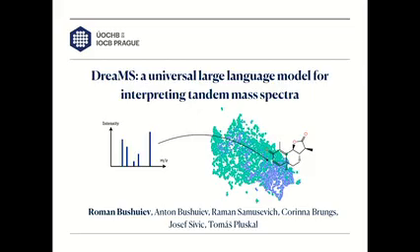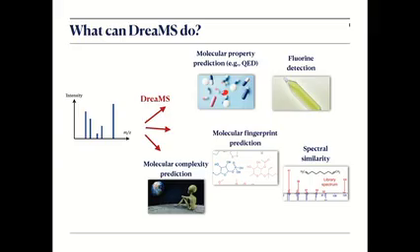I'm a student in Tomáš Pluskal group, and I'm going to present the main project of my PhD, where we develop a new universal machine learning model for the interpretation of tandem mass spectra. So what does it mean? It means that we have a single neural network, which we name DREAMS, which given a tandem mass spectrum can make many predictions about the corresponding molecular structures.